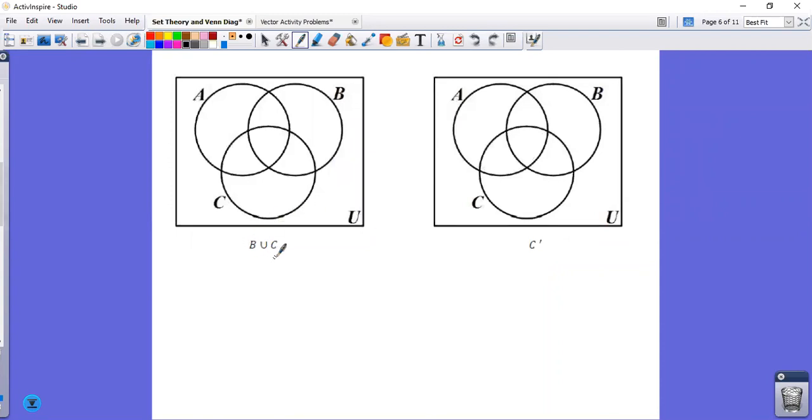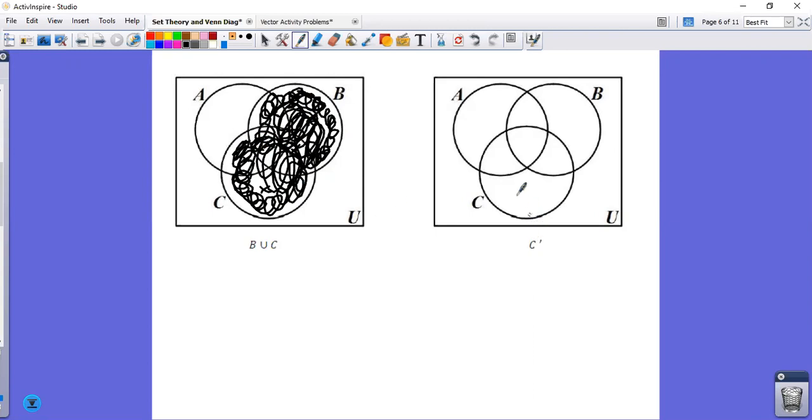B union C is all of B and all of C together. So it's there, there, there. So it's all 6 of those areas. Anything that's in B or C or both. So again, since it's just the 2 letters, it's like having a 2-circle Venn diagram. Just ignore the A circle, and union is always both of them.